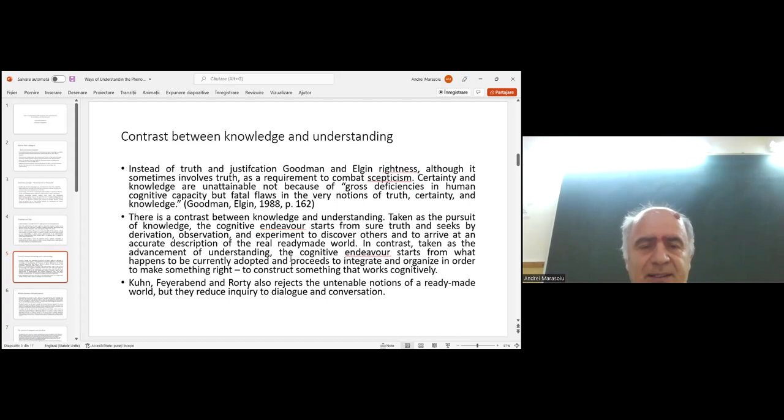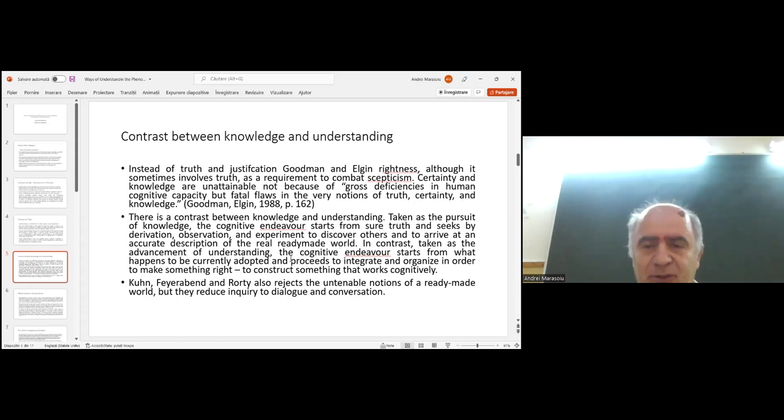This means that instead of truth and justification, we have to propose another feature. This is the so-called rightness. Also, it sometimes involves truth as a requirement to combat skepticism. Certainty and knowledge are untenable not because of gross deficiencies in human cognitive capacity, but because of fatal flaws in the very notions of truth, certainty, and knowledge. This is their radical assertion. There is a contrast between the two, of course.